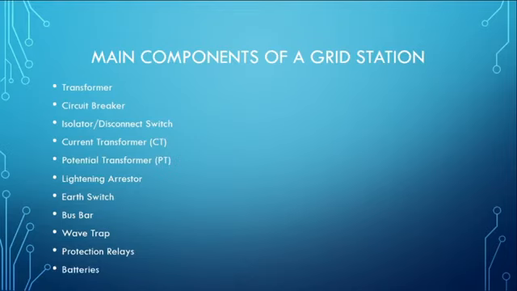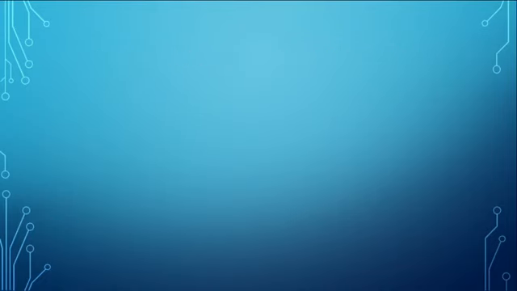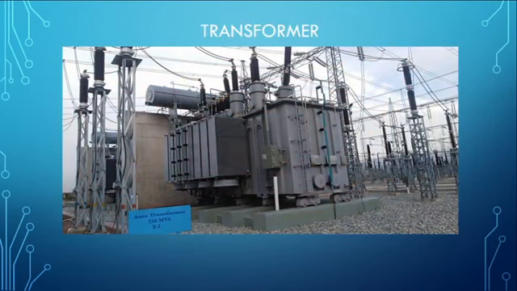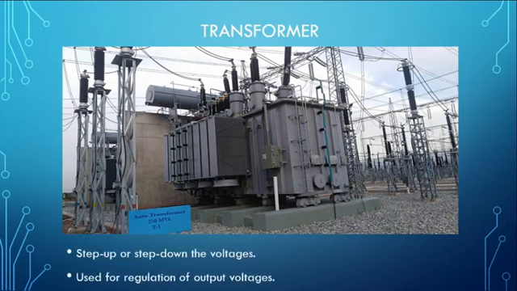Now we will explain the function of each of these components in a little detail. We begin with a very important component of any grid station, that is transformer. In the picture we can see an auto transformer with capacity of 250 MVA in a high voltage substation. What is the function of a transformer? It steps up or steps down the voltages, so it can be used for regulation of output voltages.